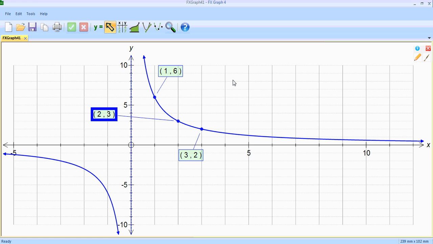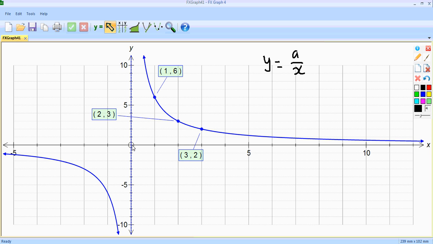Now this here is a function in the form of y equals a over x. This function here hasn't moved anywhere to the left or right. This is just a standard hyperbola. Right, so all we need to do really is find out what this value a is.